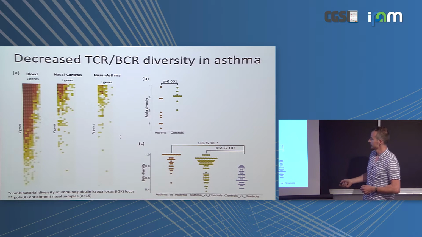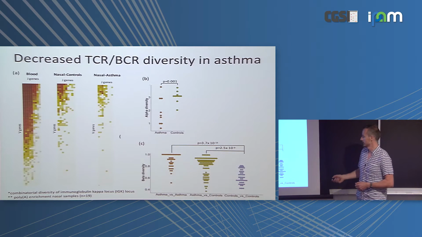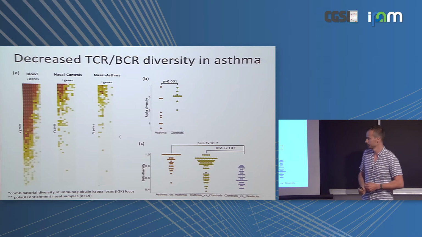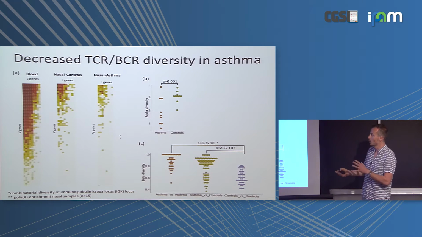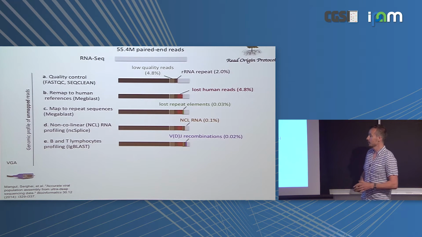And what we see is that the lower the beta diversity is, the more similar individuals are, and we see the controls being more similar to each other than the asthmatic ones, and also the controls are more similar to each other than to asthmatic individuals. So this is a certain kind of profile being shared in the controls, which is quite different in the asthma individuals. The last step of the pipeline is the microbiome.